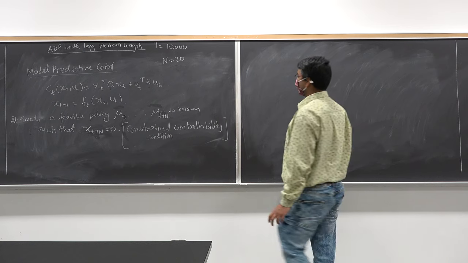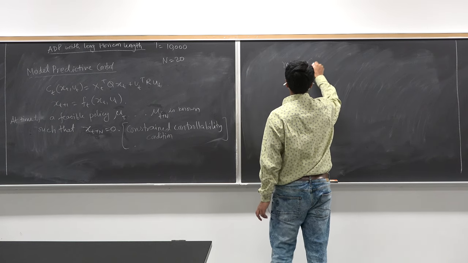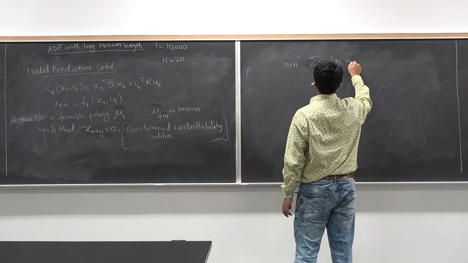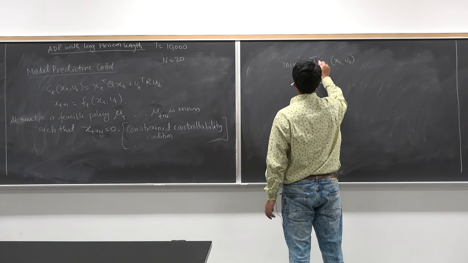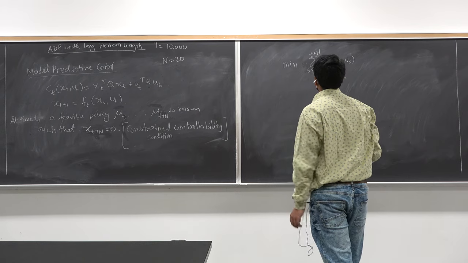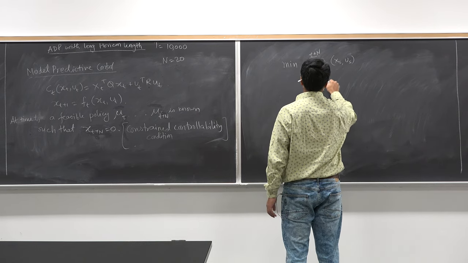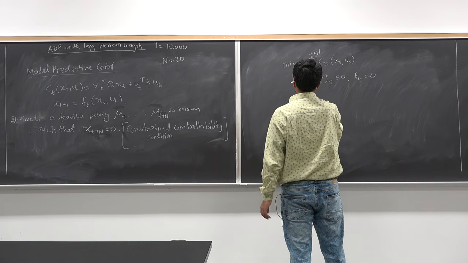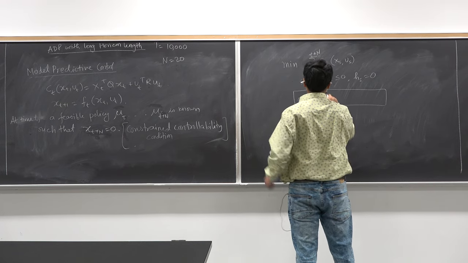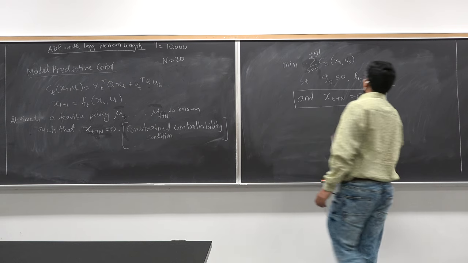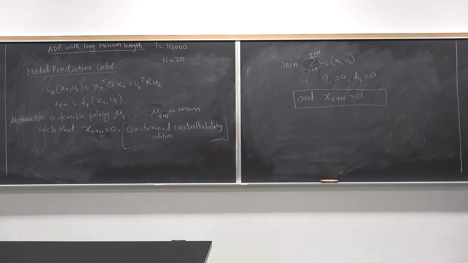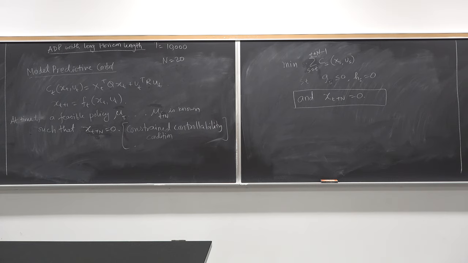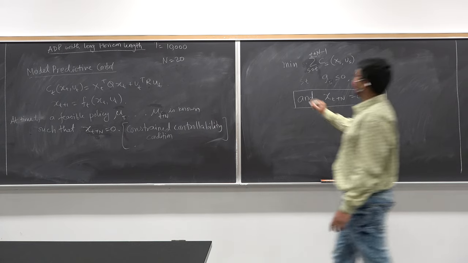you solve the following problem. I want to minimize the summation of c_s(x_s, u_s), s equals t to t+N, such that g_s less than or equal to 0, h_s equal to 0, and x_{t+N} is equal to 0. Maybe I should make it N minus 1. Minimum over gamma hat.